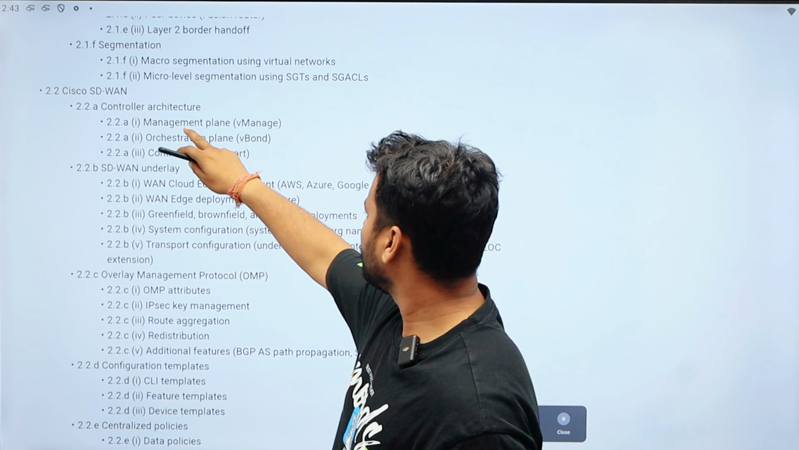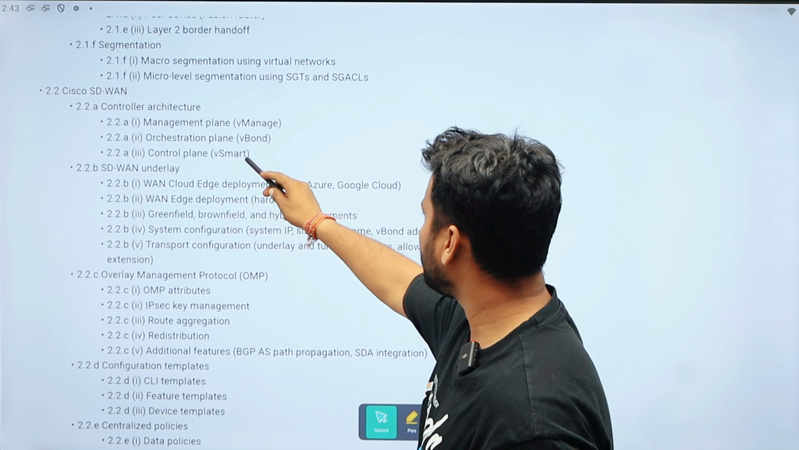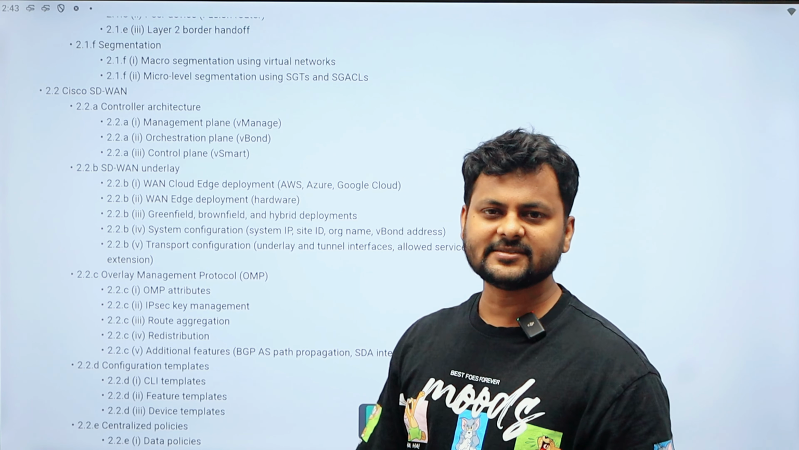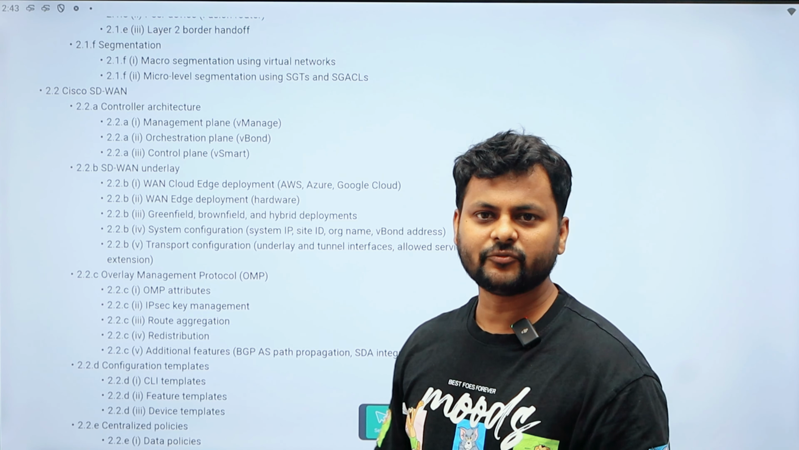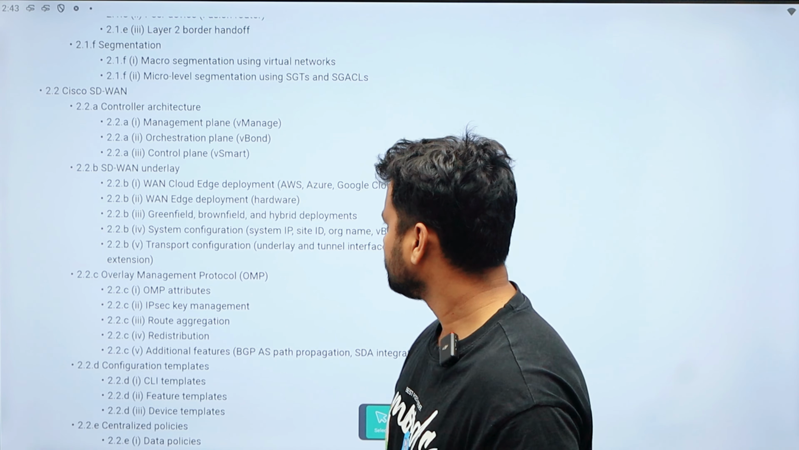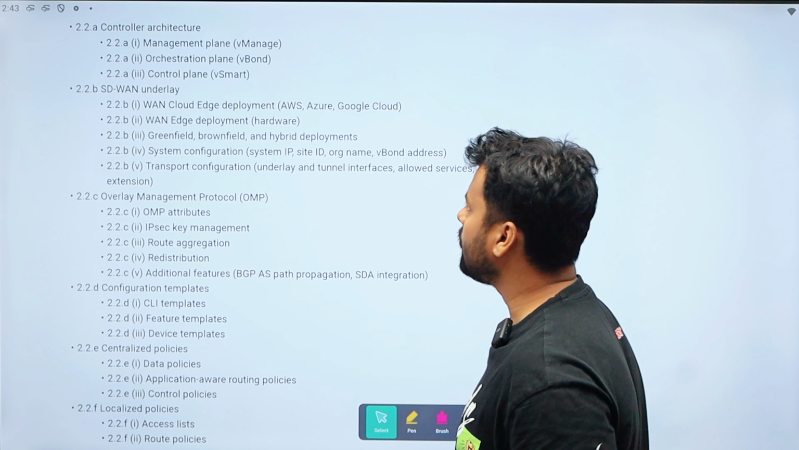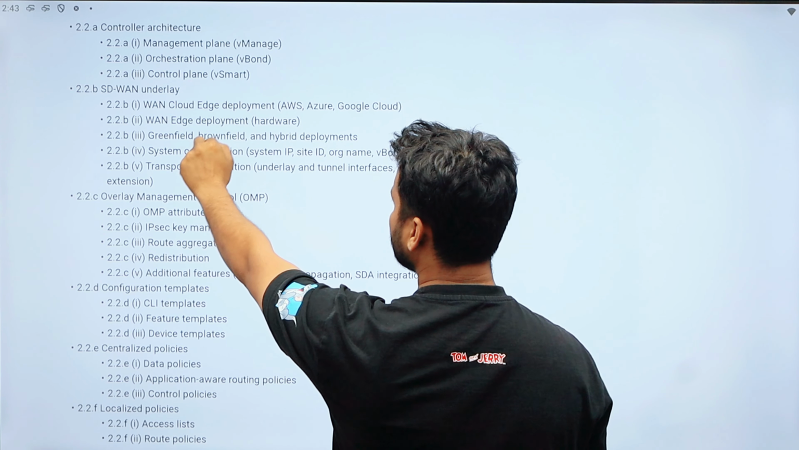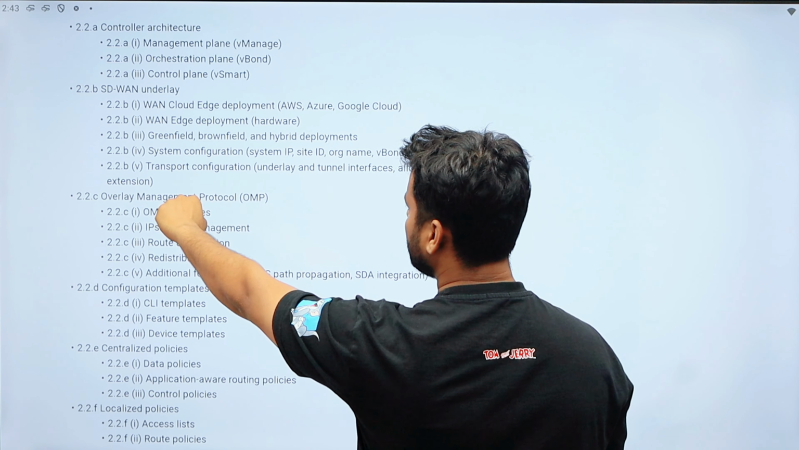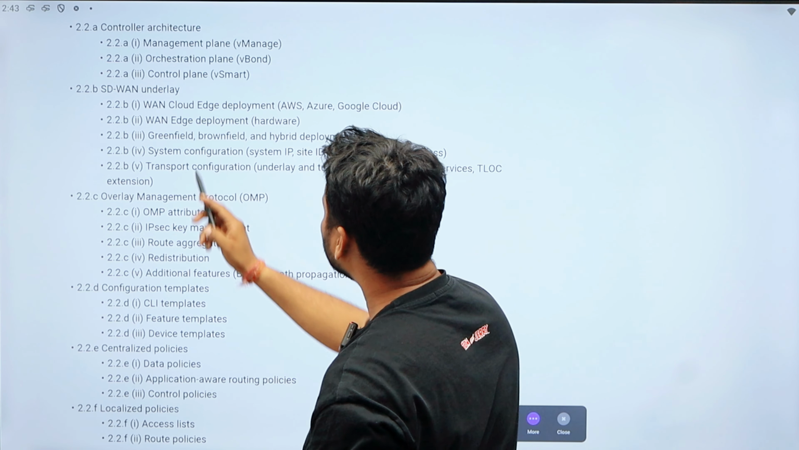In Cisco SD-WAN, we have multiple types of controllers, like vManage, vBond and vSmart, that's Viptela. But in the exam, you will get the Catalyst one, right? And in training, we'll talk about both Viptela and Catalyst. Then we have SD-WAN overlay behavior, how we can perform the cloud edge deployment, how we can perform the WAN edge deployment. Greenfield and brownfield, this is good terminology.